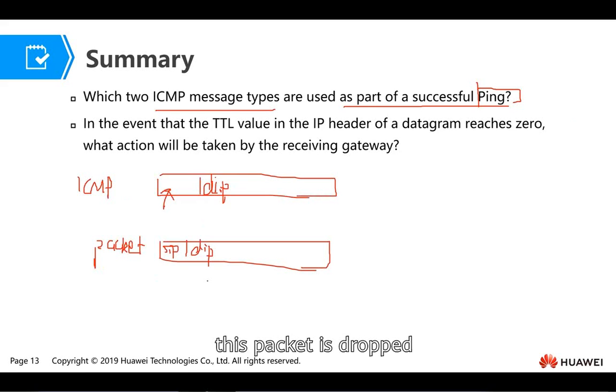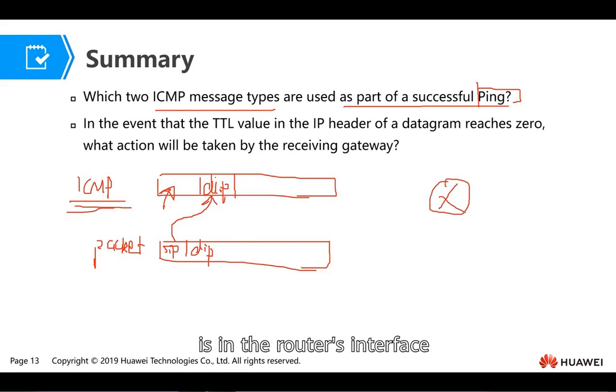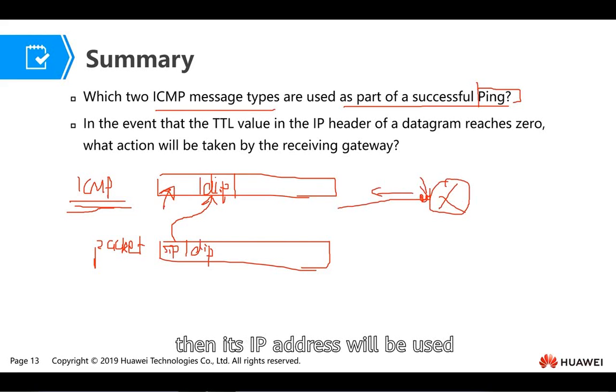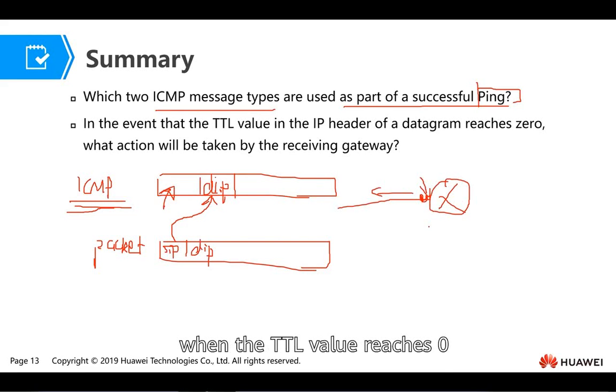This packet is dropped. Then the router will create an ICMP message. In this message, the destination IP is just the source IP of the dropped packet, and the source IP is the router's interface, whichever interface sends out this ICMP message. Then this interface IP address will be used. Yes, this is how the router deals with a packet whose TTL value reaches 0.